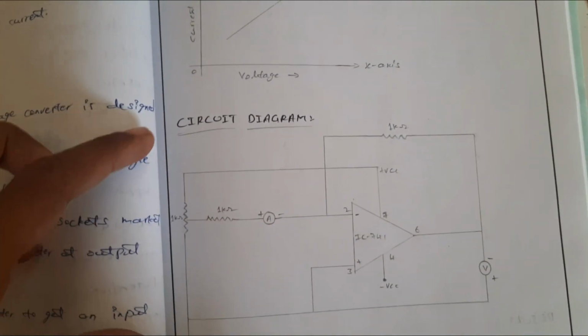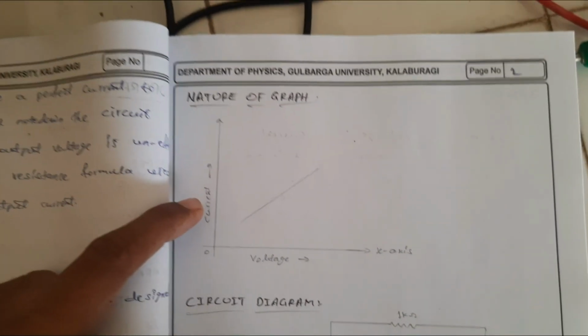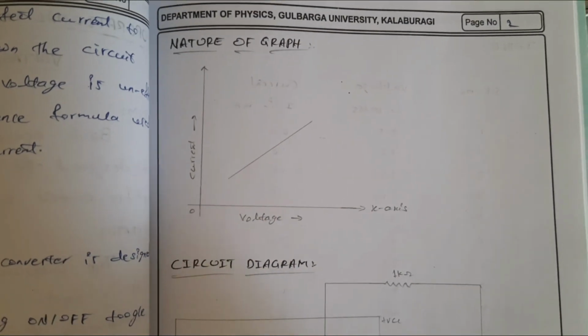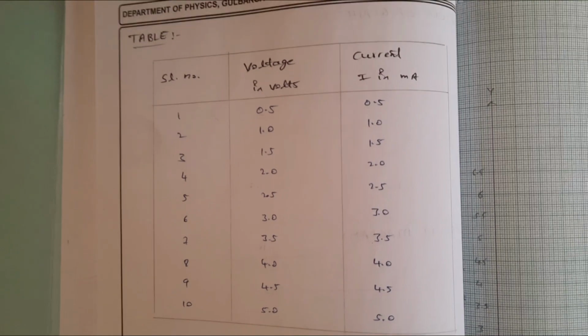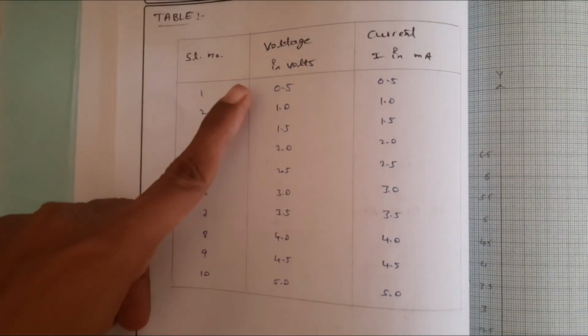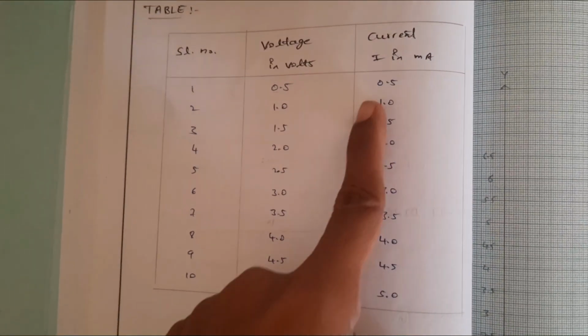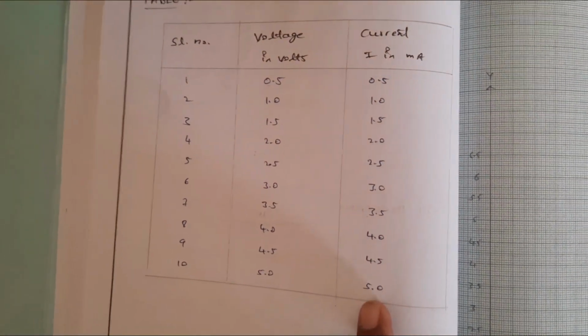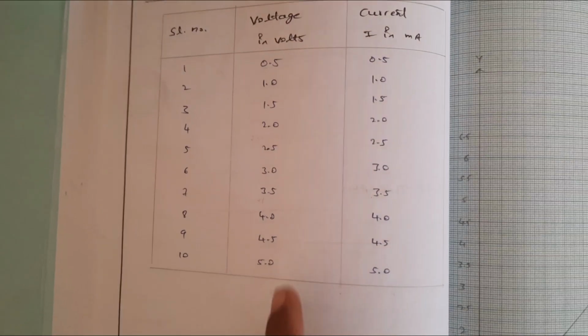Here is the circuit diagram for this experiment, and this is the nature of the graph. It is also a straight line. This is the tabular column for the current to voltage converter. We should apply the current as input and note down the corresponding voltage.